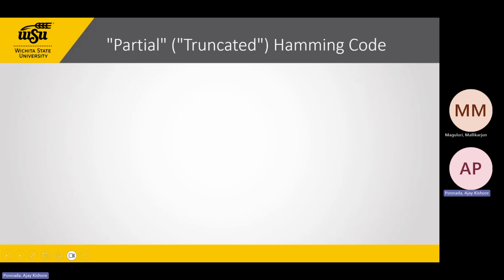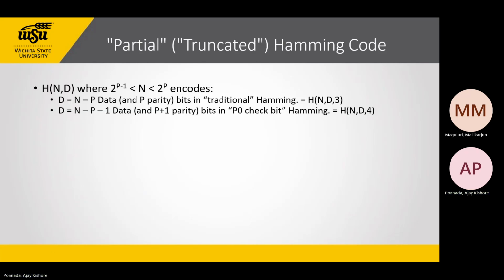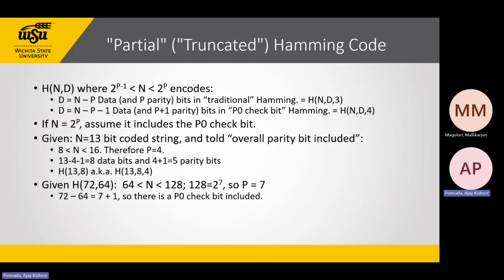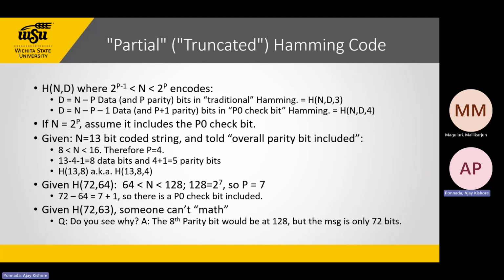Partial Hamming code: 2^p minus 1 is less than n, which is less than or equal to 2^p, encodes 2^p some check. This goes more in depth, so it's out of scope for this class at least. If you are interested, you can go and dig into it. For 72 and 64, 72 minus 64 is 8, which is 7 plus 1, so the P0 check bit is included. You can check whether the parity bit was included or not with the given numbers.